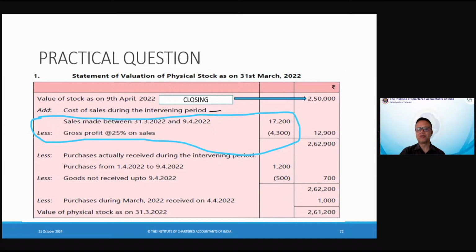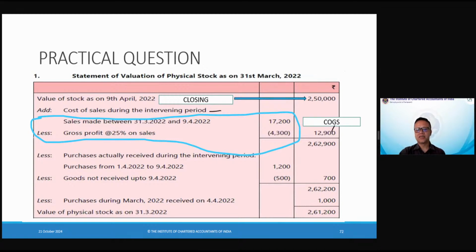The sales made between 31st March and 9th April is 17,200, less the gross profit at 25% on sales, 4,300. So you get 12,900. So this is your cost of goods sold. This calculation we have done earlier, this is the working.